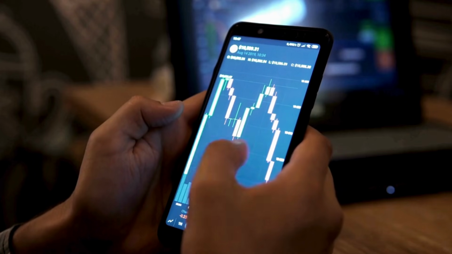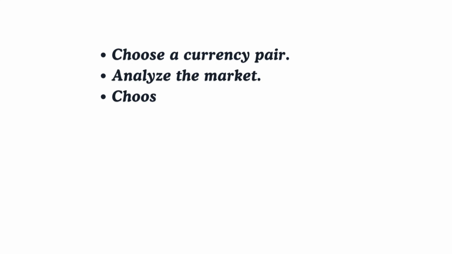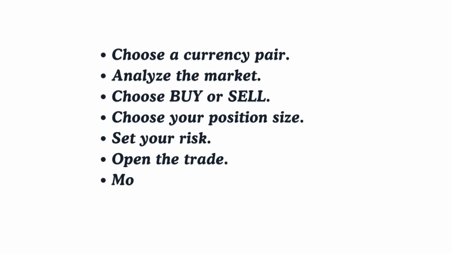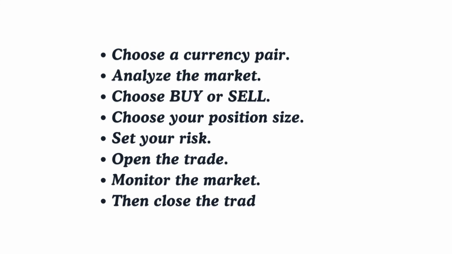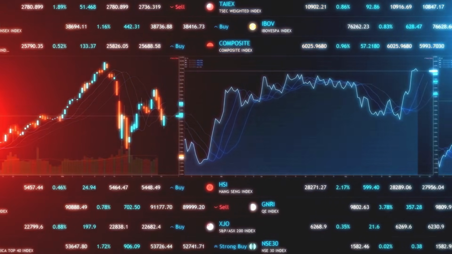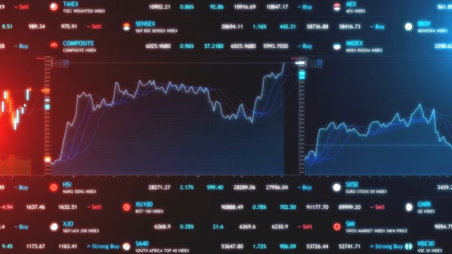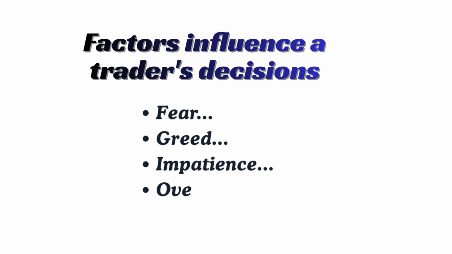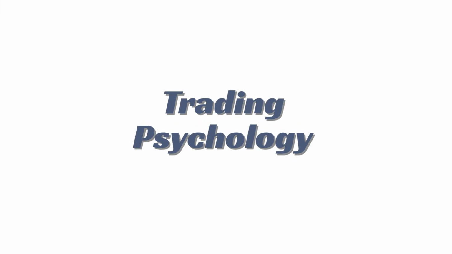So, a basic forex trade looks something like this: choose a currency pair, analyze the market, choose buy or sell, choose your position size, set your risk, open the trade, monitor the market, then close the trade. Sounds pretty simple, right? And technically, opening a trade can be very simple. The difficult part is consistently making good decisions. Fear, greed, impatience, and overconfidence can all influence a trader's decisions. That's why trading psychology is just as important as understanding charts.